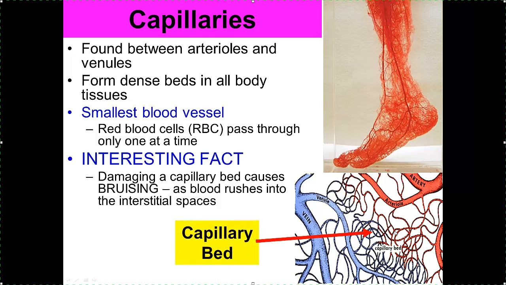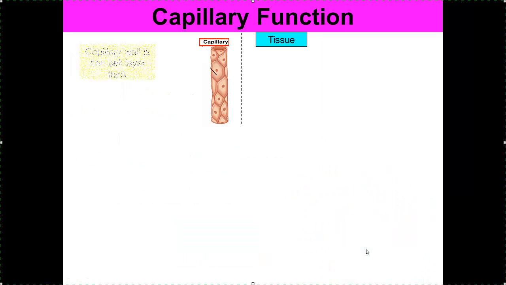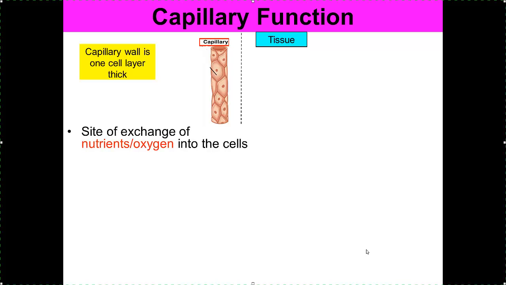These are capillary beds, this network of capillaries and venules that are combining, that feed your cells and then take waste away from your cells, are called a capillary bed. Again, a capillary wall is 1 layer thick. It is the site of oxygen and nutrient exchange in the cell. It also removes waste. Why do cells need oxygen?